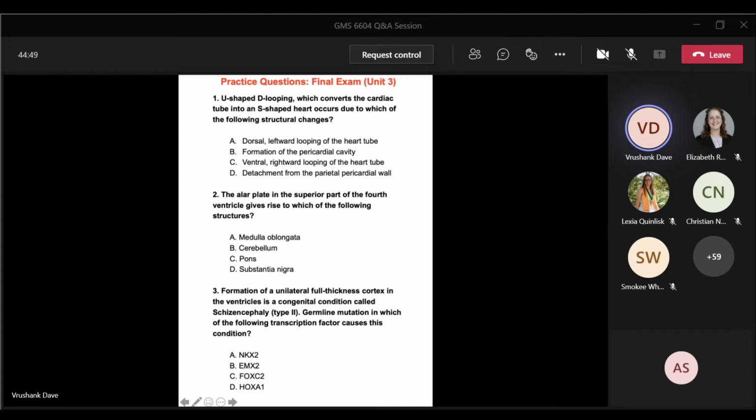So, number two, somebody else other than Elizabeth. Please, guys, you just have to speak up. That's it. The LR plate is the superior part of the fourth ventricle, and of the fourth ventricle gives rise to which of the following structures?